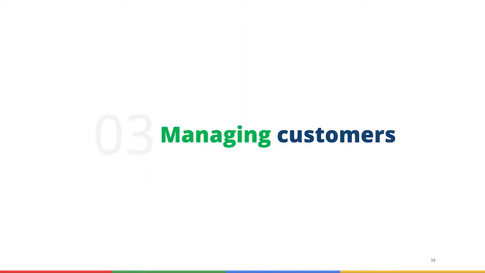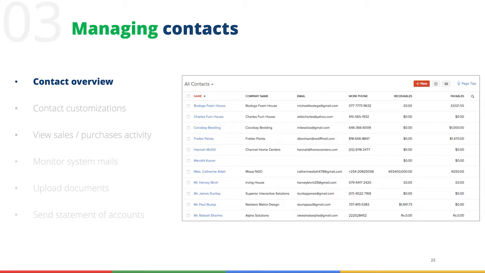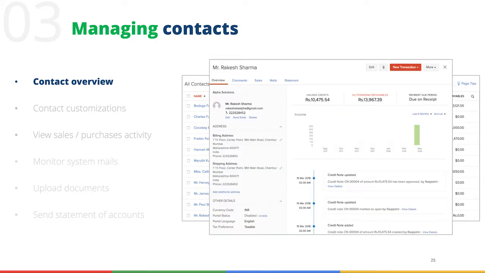Managing contact details is a huge task when dealing with hundreds of them. Trust me, I found it easy with Zoho Books. From the list of contacts, select the contact you need to create a transaction for. Click New Transaction and select the type of transaction you want to create.